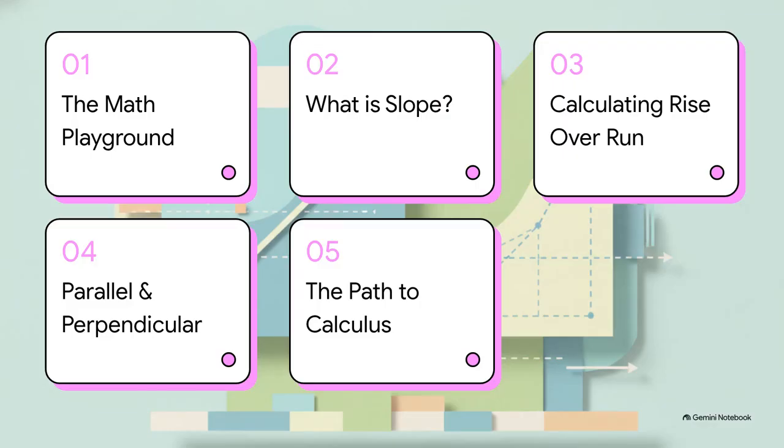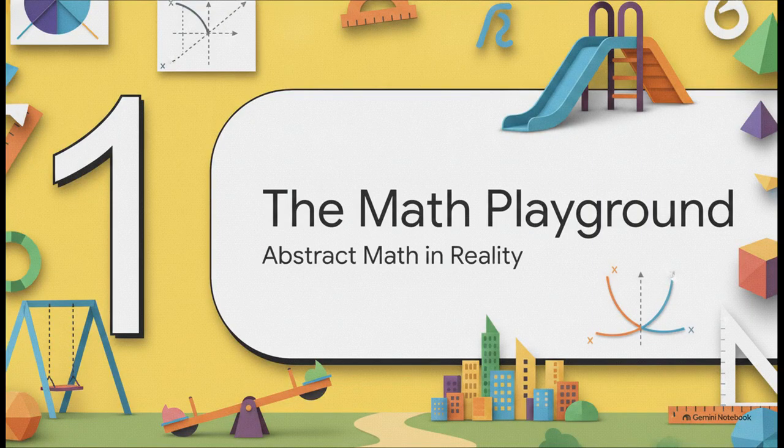To answer those questions, here's a quick roadmap for our journey today. First, we'll hit the math playground. Second, what is slope? Third, calculating rise over run. Fourth, parallel and perpendicular lines. And finally, number 5, the path to calculus. All right, let's dive right into Section 1, the math playground, grounding abstract concepts in reality.